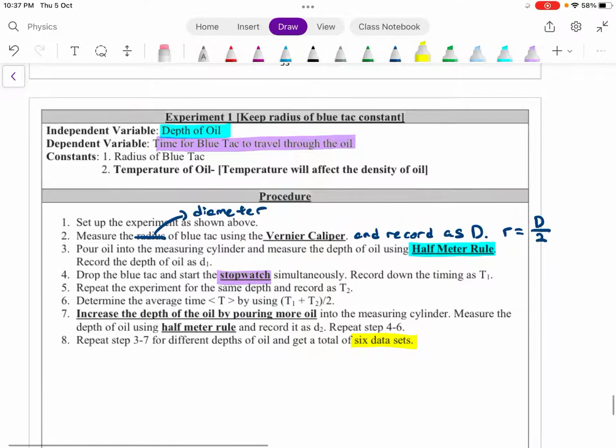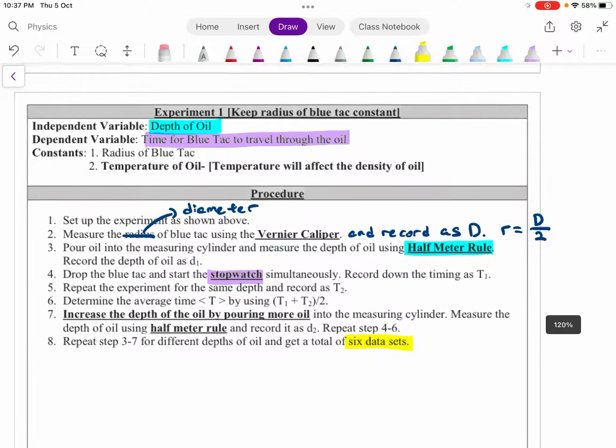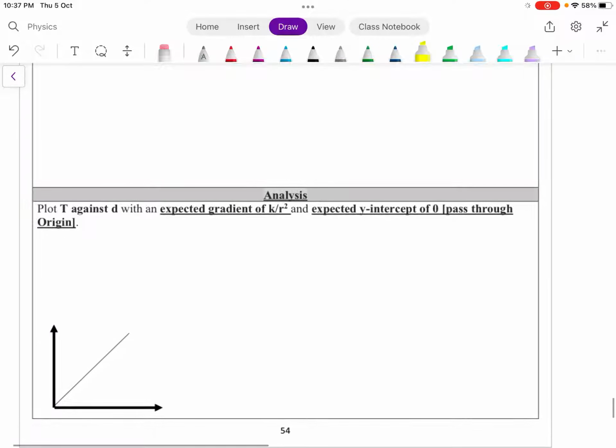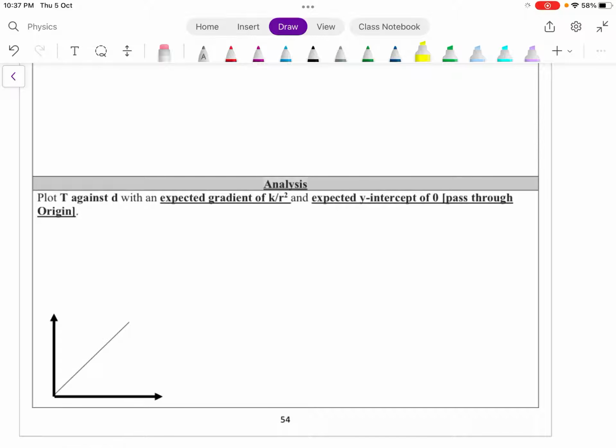Okay, so now let's move on to the analysis, which is the most important part. In the analysis, you must say plot something against something. So plot T against D, because the depth of the oil, D, is the independent variable. Then the big T is the time for the blue tag to move through the oil, which is the dependent variable. So you're actually plotting T against D.